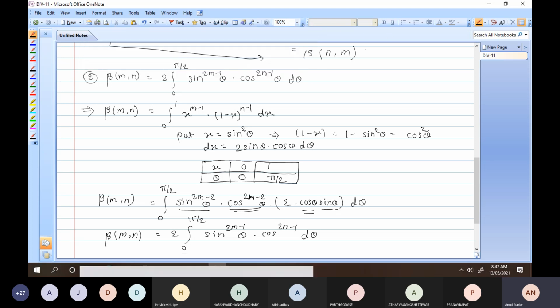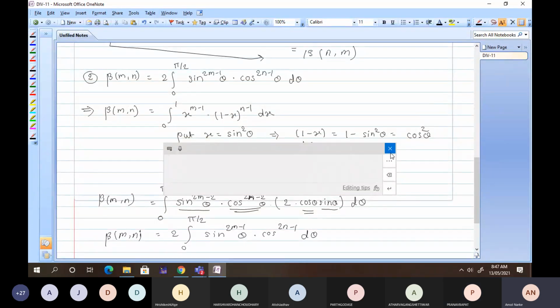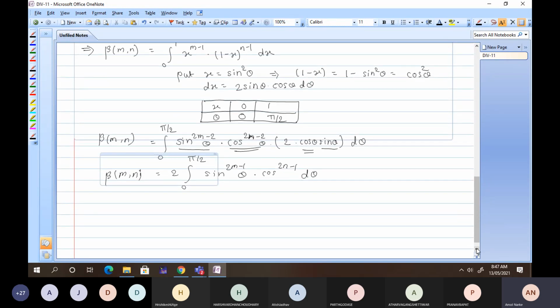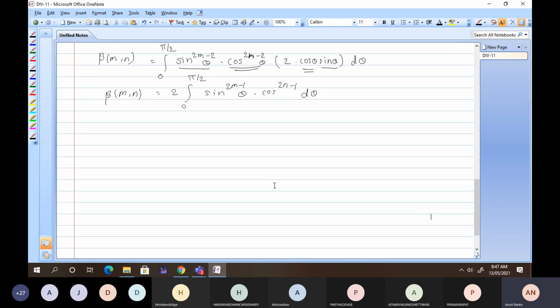Clear? Okay. So this is what we can define as a new definition. Write down this new definition with you. You can also define beta in terms of sine and cosine. Now in the same problem, I just rewrite it in the standard format.